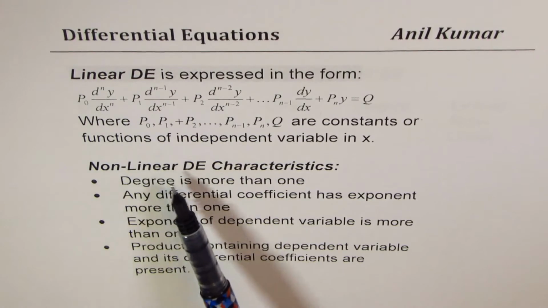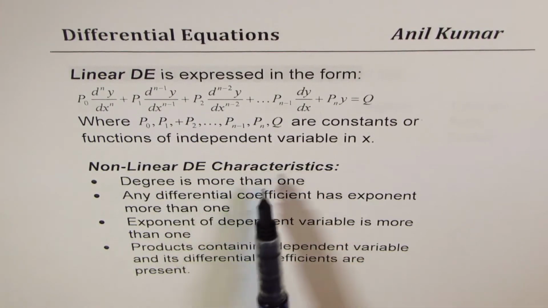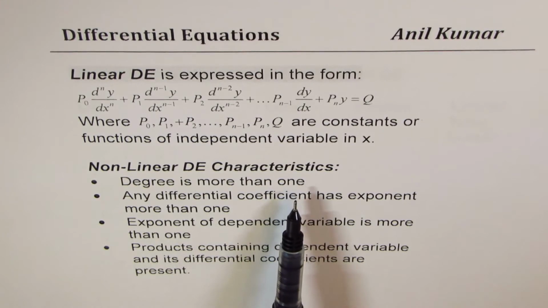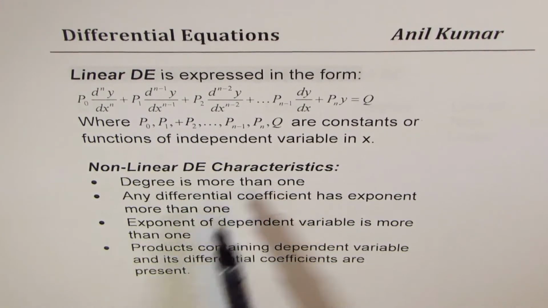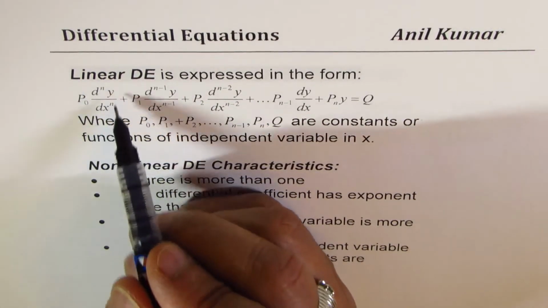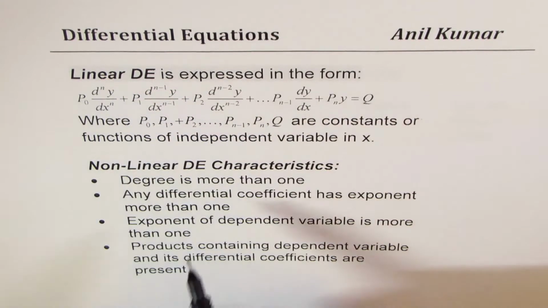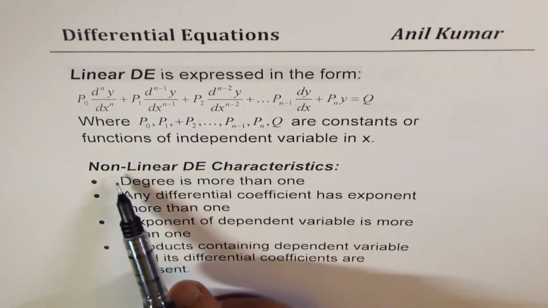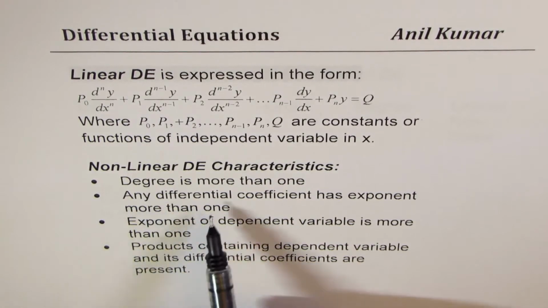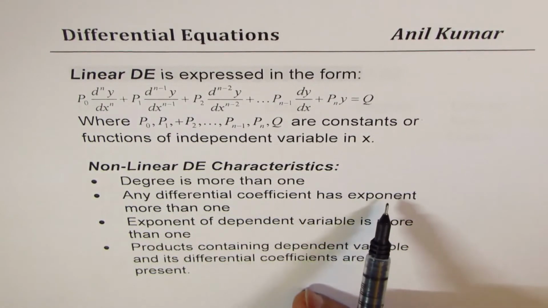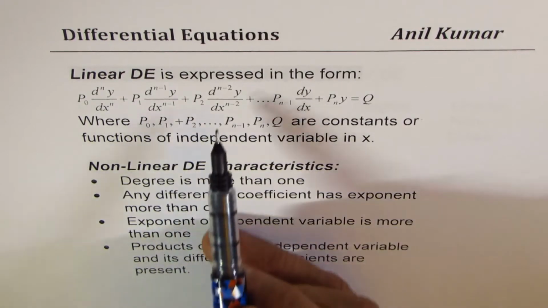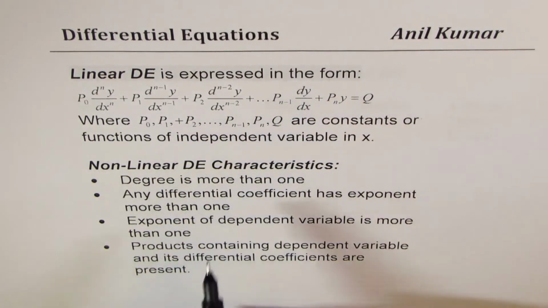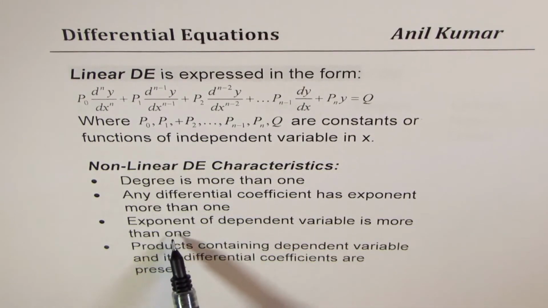So what is a non-linear differential equation? The characteristic is that the degree is more than 1, right? That is to say, if I put this term to the power of 2, the degree becomes 2. So if the degree is more than 1, it is non-linear. Any differential coefficient having an exponent more than 1 makes it non-linear.